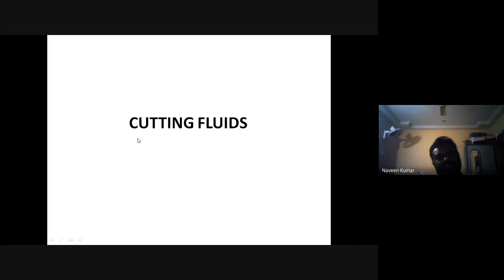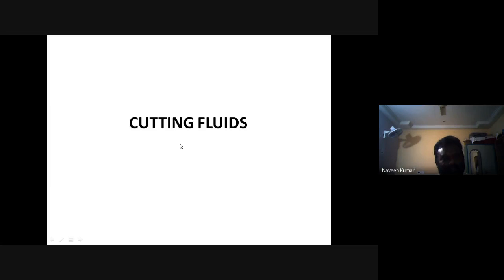So cutting fluids are of two types. One is soluble oils, the second one cutting oils. Soluble oils are mixed with water, where water acts as coolant and oil acts as lubricant. And the best example for soluble oils is soap water. And the next one is cutting oils.